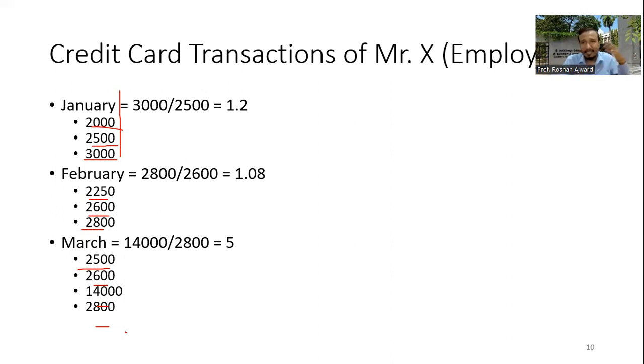Now, the husband cannot check everything, but the husband can do an RSF test, a relative size factor test. So in the January transactions, he will take the highest number and divide it by the next highest number, the second highest number. Now tell me, out of these 3 transactions, 2,000, 2,500, and 3,000, what's the highest number?